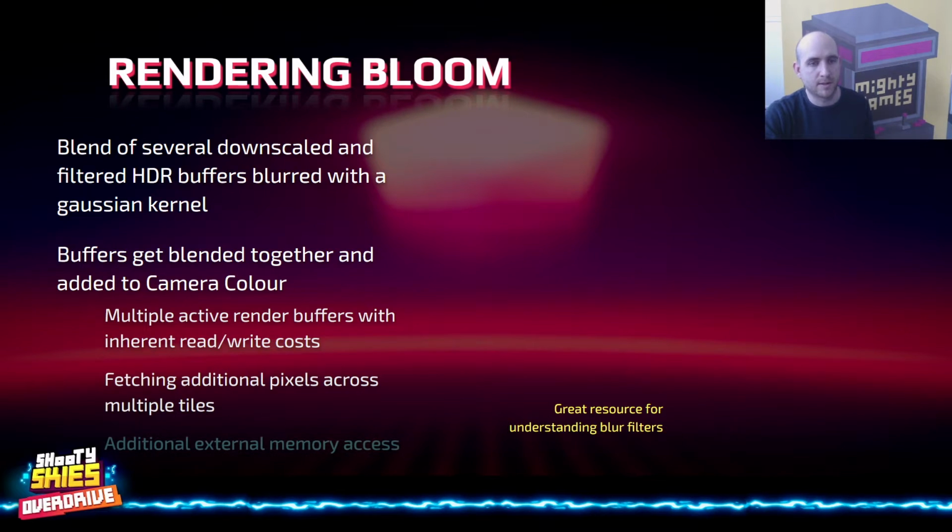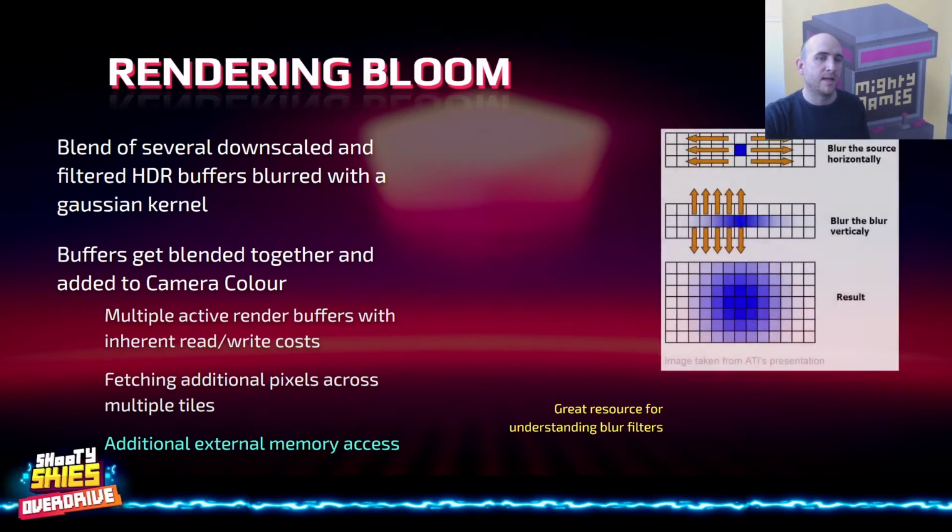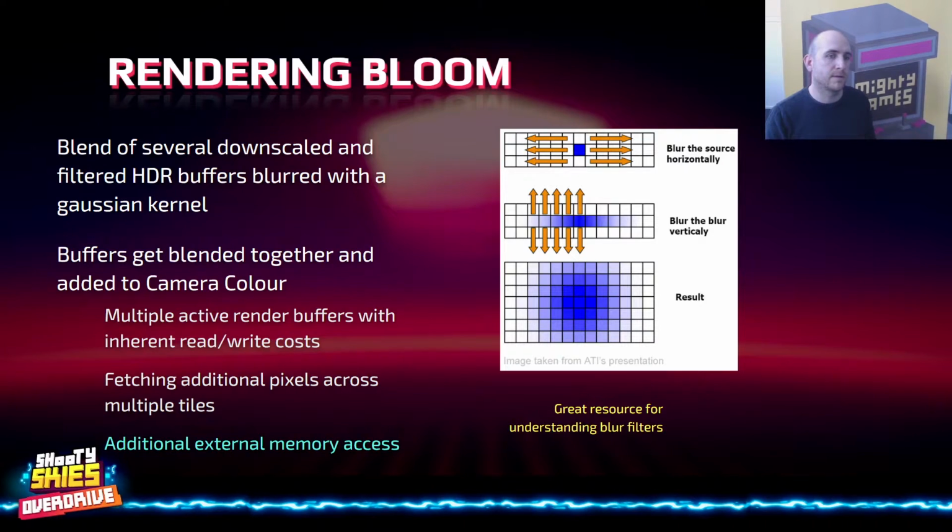And ultimately what we're doing that's really expensive is fetching additional pixels across multiple tiles. So when we want to find the color of a particular pixel to be able to blur it, we need to find the average of the colors of the other pixels around it. We actually need to find the colors of all the pixels around it on a horizontal or vertical alignment. So we're sampling not just our pixel, but the pixel next to it, the pixel next to it, and the pixel next to it.